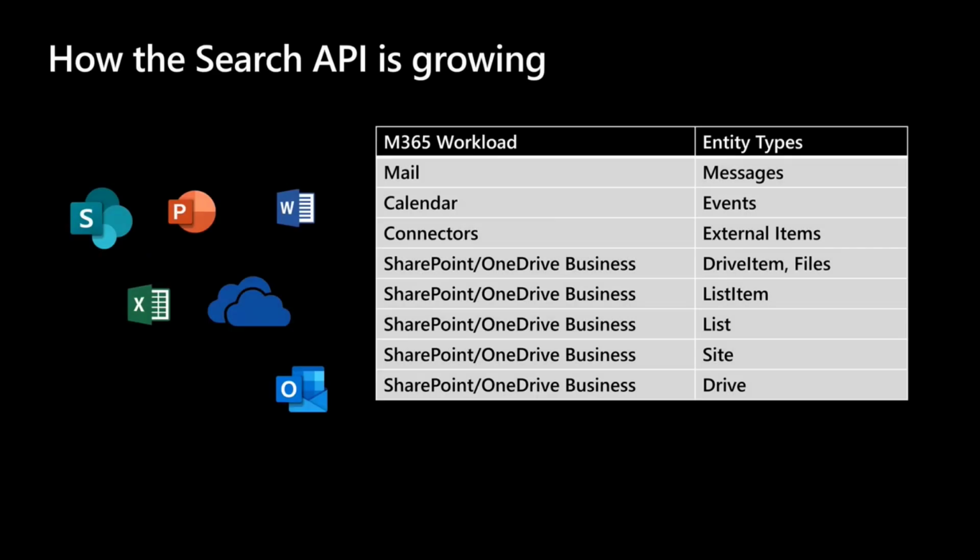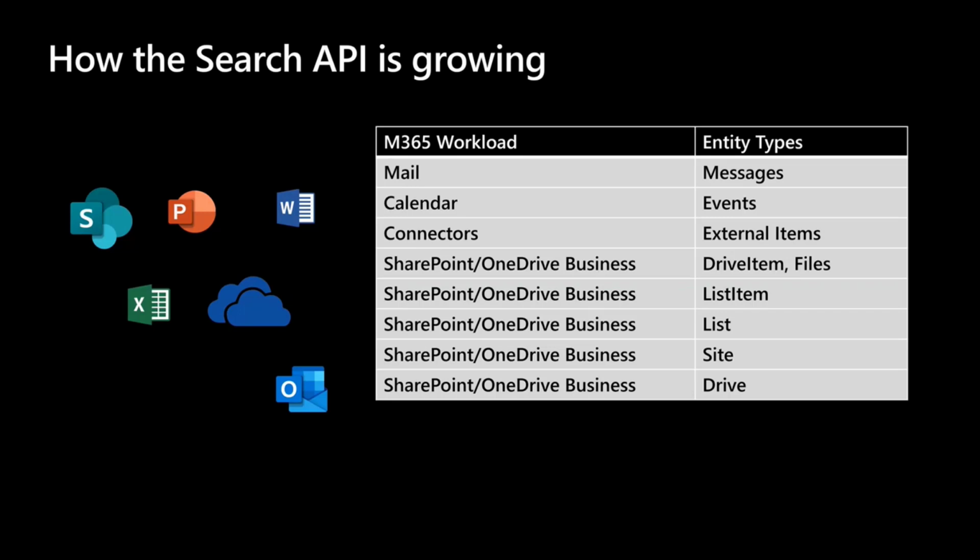So what's really new in this Microsoft Search API that we're going to talk about today? Well, as I mentioned, it is workload agnostic, and we're working on growing the API to support more workloads as well as more capabilities. Here I have a list of some of the different workloads that we support right now. For example, I have access to Outlook. There are the messages entity type in Outlook, the events in Calendar, external items and connected content through connectors, as well as your classic OneDrive and SharePoint entity types, which are the file types that I've listed here.